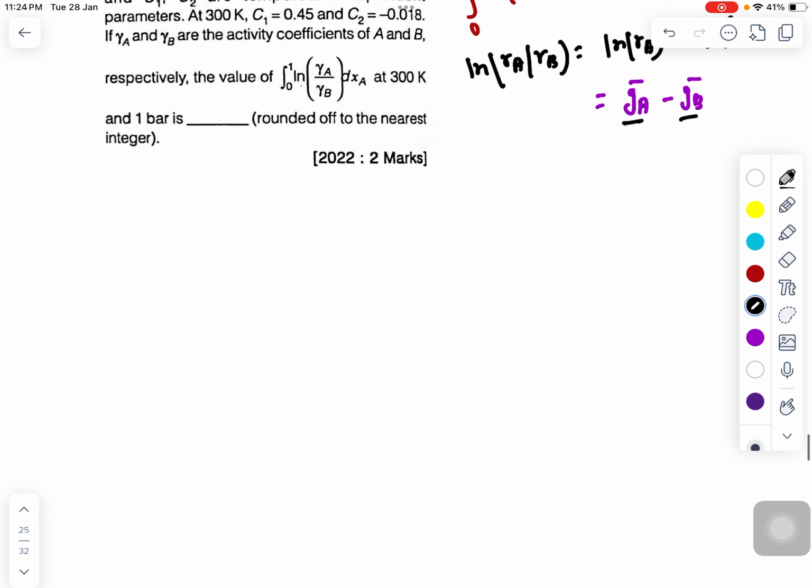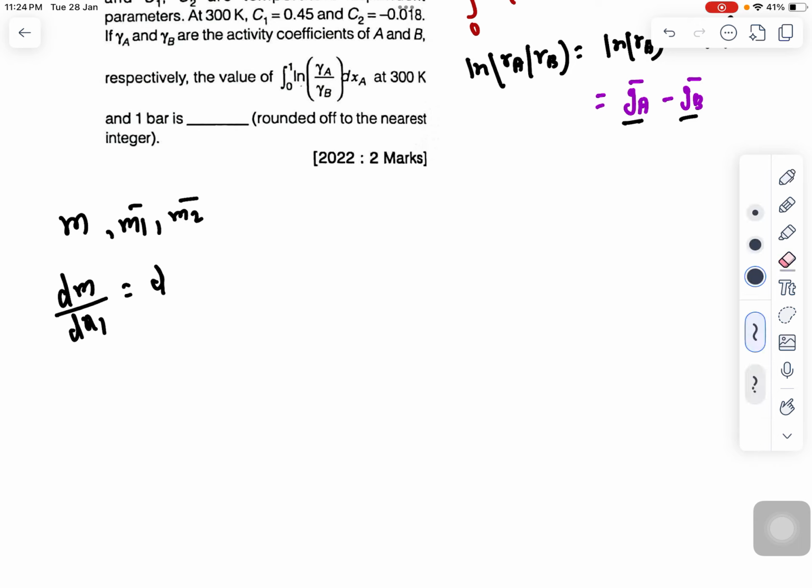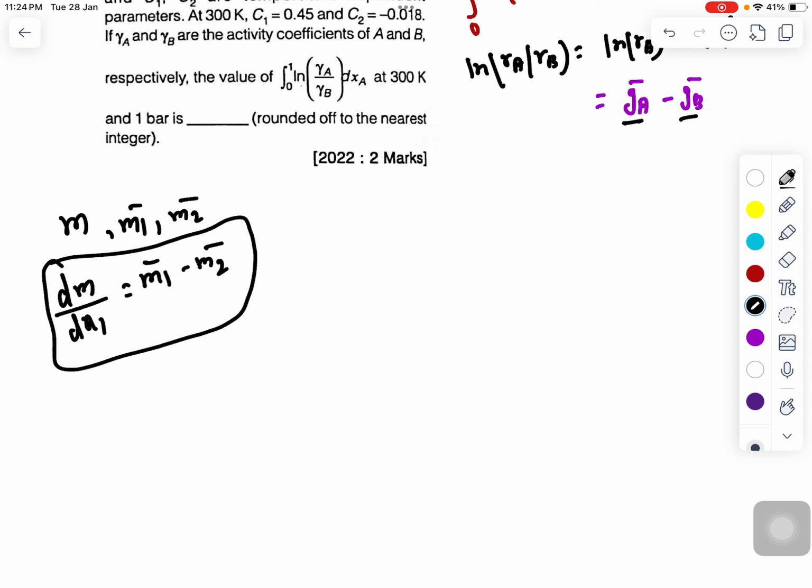So when we have a molar property M, and M1 bar and M2 bar are the partial molar properties of the two components, if I want to write dM by dx1, I can write directly M1 bar minus M2 bar. Is that clear? So if I want to write d(ZXS) divided by del x1, I can write ZA bar minus ZB bar. Is that clear? ZA bar minus ZB bar.